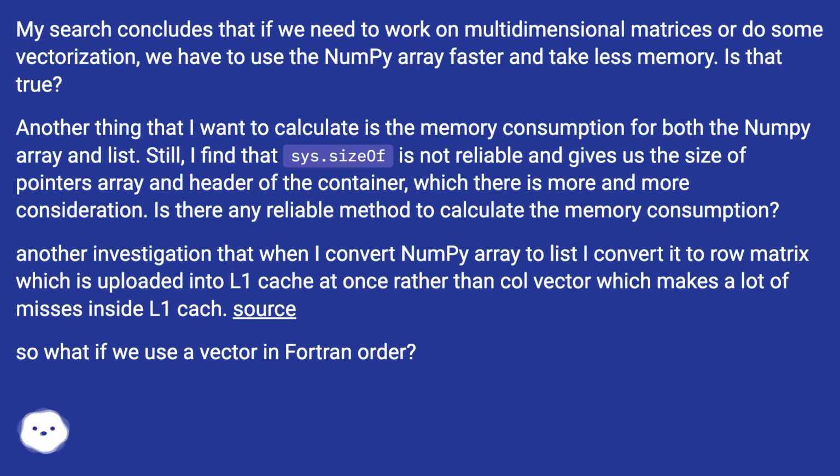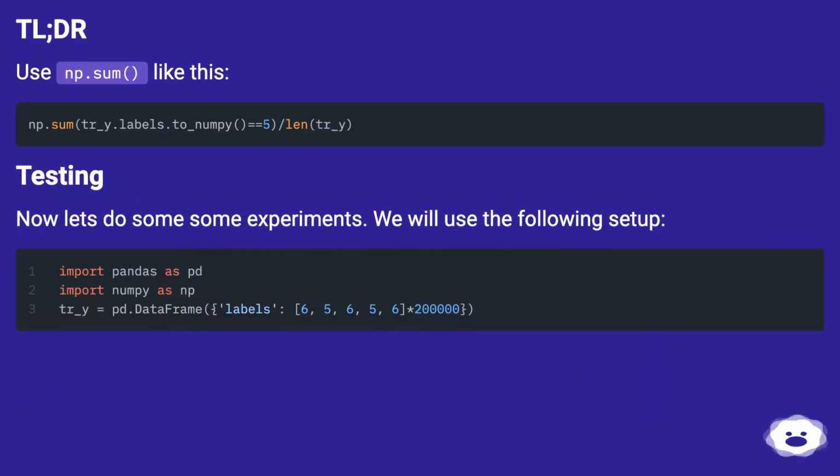Another investigation: when I convert the Numpy Array to list, I convert it to a row matrix, which is loaded into the L1 cache at once, rather than a column vector, which makes a lot of misses inside the L1 cache. Source? So what if we use a vector in Fortran order? TL;DR: use np.sum like this.